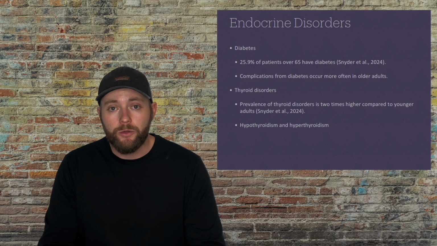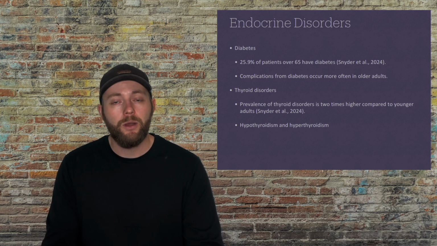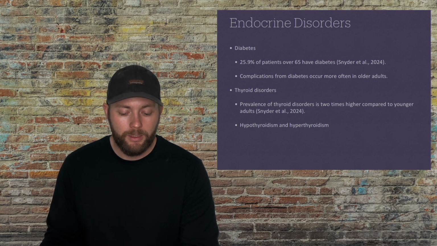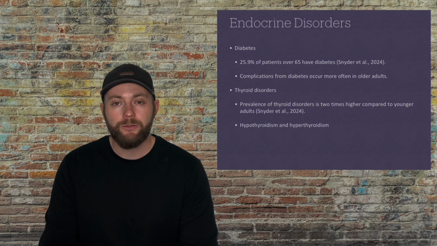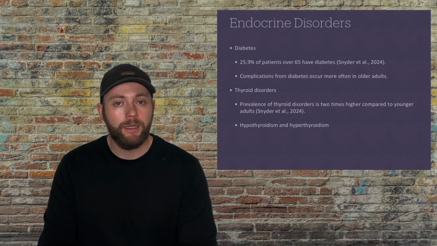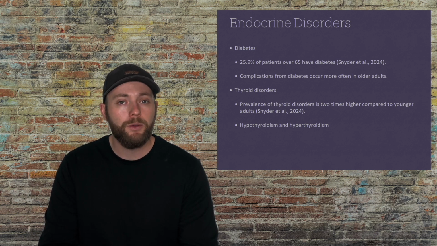Diabetes is the most common endocrine disorder that affects patients over the age of 65, with a 25.9% prevalence rate. Complications are also higher in older adults as they're more likely to lose a limb due to diabetes and more likely to die from a hyperglycemic crisis. The prevalence of thyroid disorders is 2 times that of younger adults. With hypothyroidism, this is most commonly the result of an autoimmune inflammation of the thyroid, radioactive iodine ablation, surgery, or an iodine deficiency. Amiodarone and lithium medications are also potential causes for hypothyroidism.